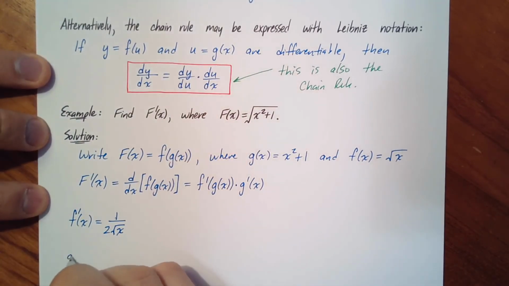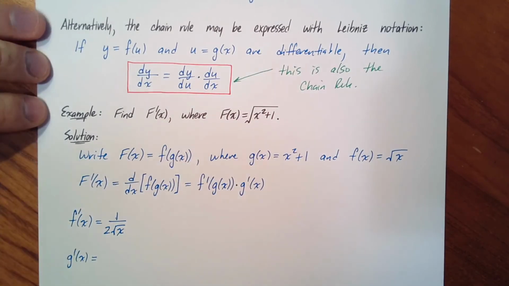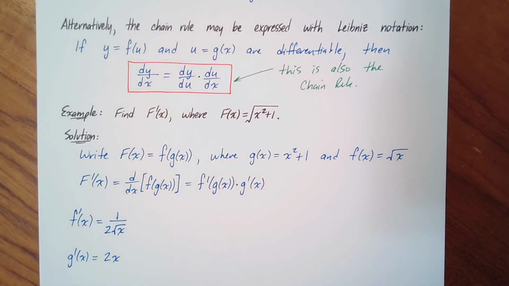And g prime of x, well, g of x is just the polynomial x squared plus 1. We can just do the power rule on each term. So we'll get 2x for the derivative of g. So that's our two derivatives, f prime of x and g prime of x.